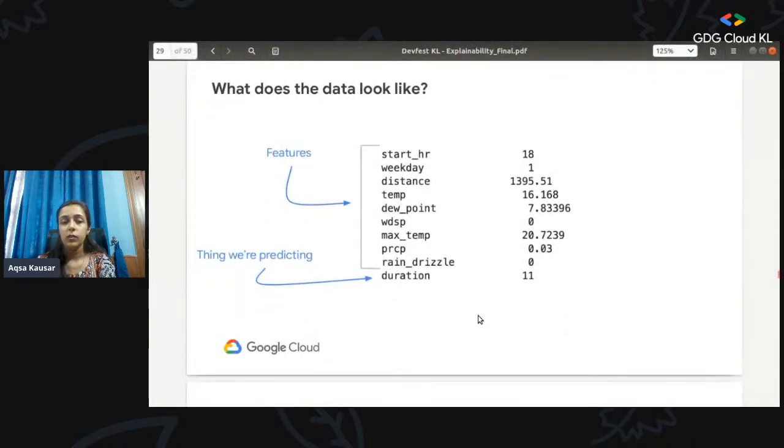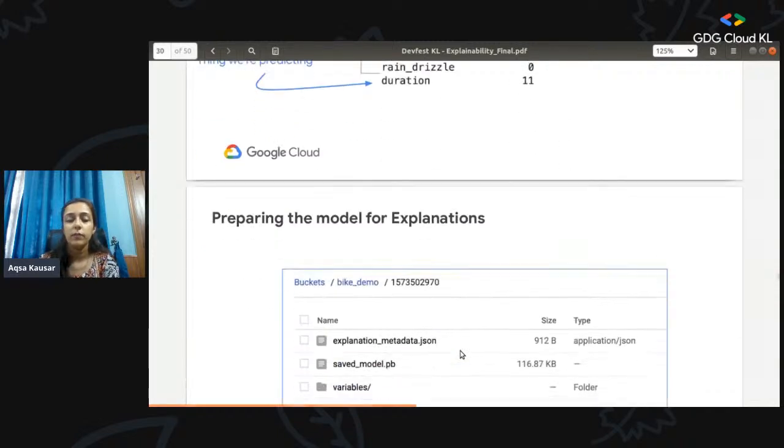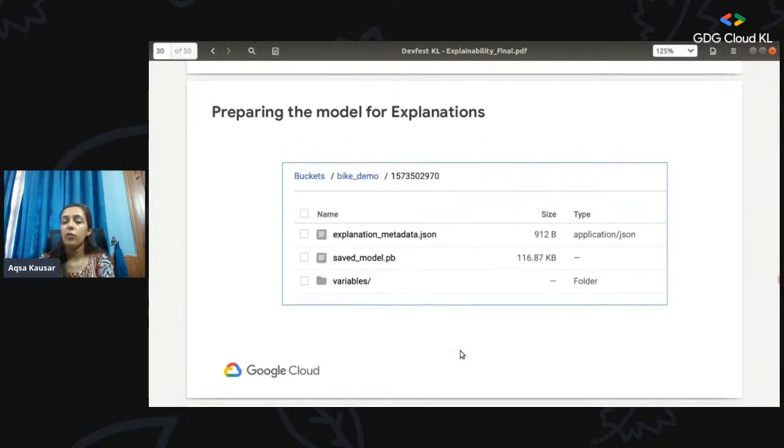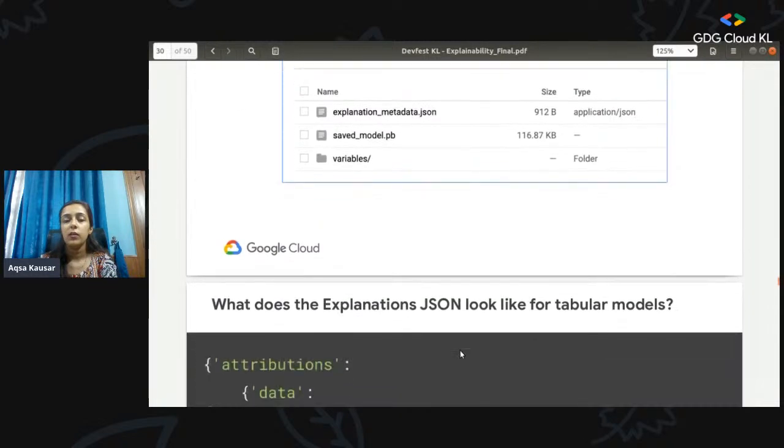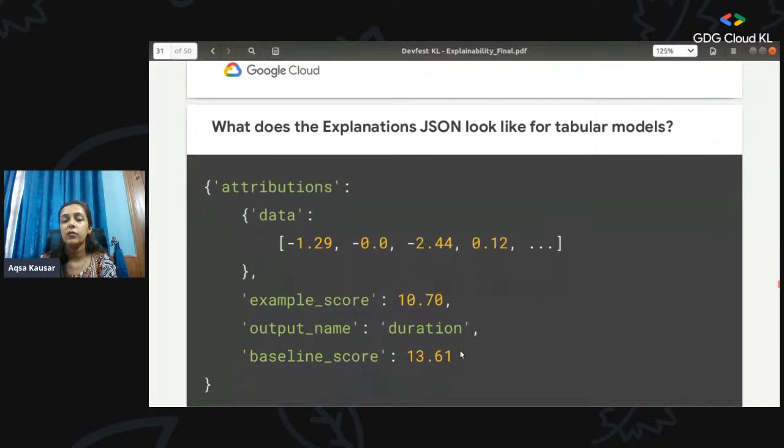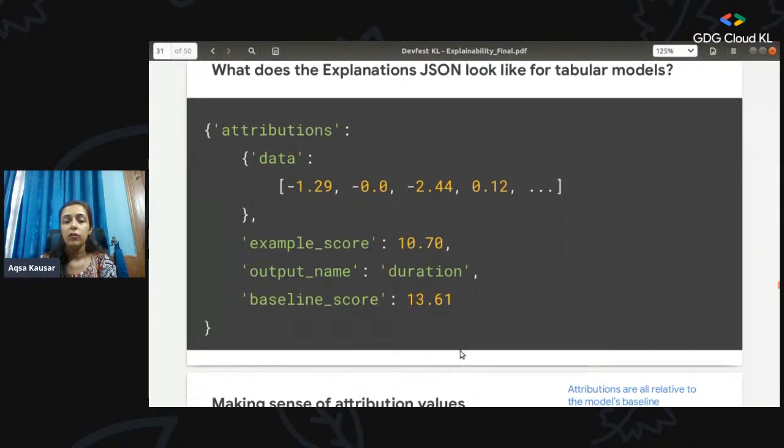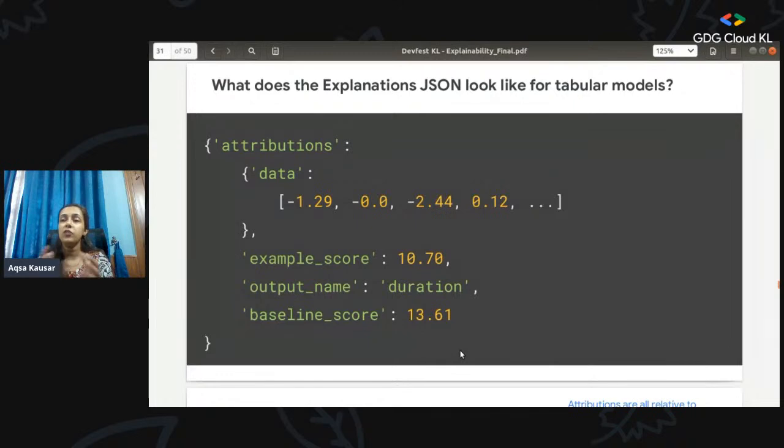So the data looks like this. You have all of these features, and then the duration is what you want to predict, right? So you would prepare the model for explanations, and you'll deploy your model on G-Cloud. You also pass in a JSON for the explainability module, where you give in your data, a baseline score, what the baseline score means, I'll come to that, and what you're trying to predict.